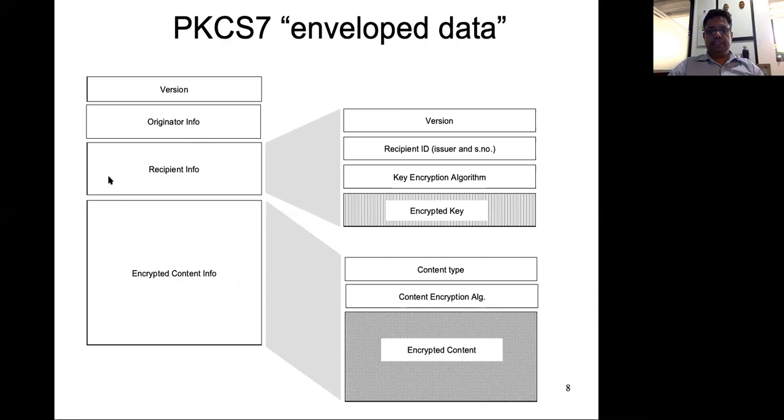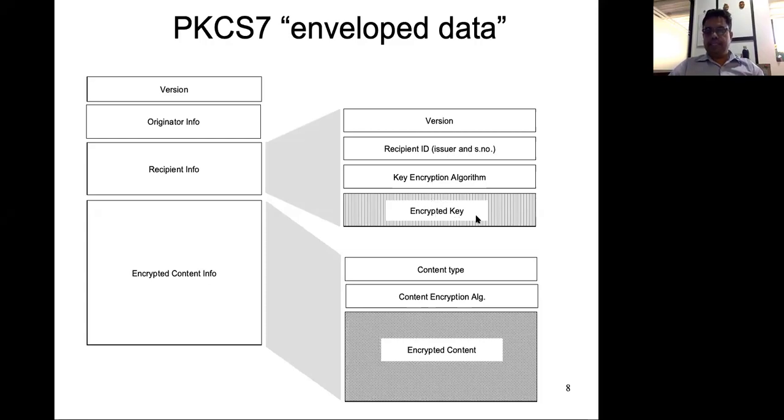So the major section of this data structure is the recipient information field. This recipient information field has some sub-attributes: version number, recipient ID, key encryption algorithm, and encrypted key. What is that? Basically, in this PKCS7 enveloped data structure, when it is created, first it creates a symmetric key, using an algorithm such as AES or DES.